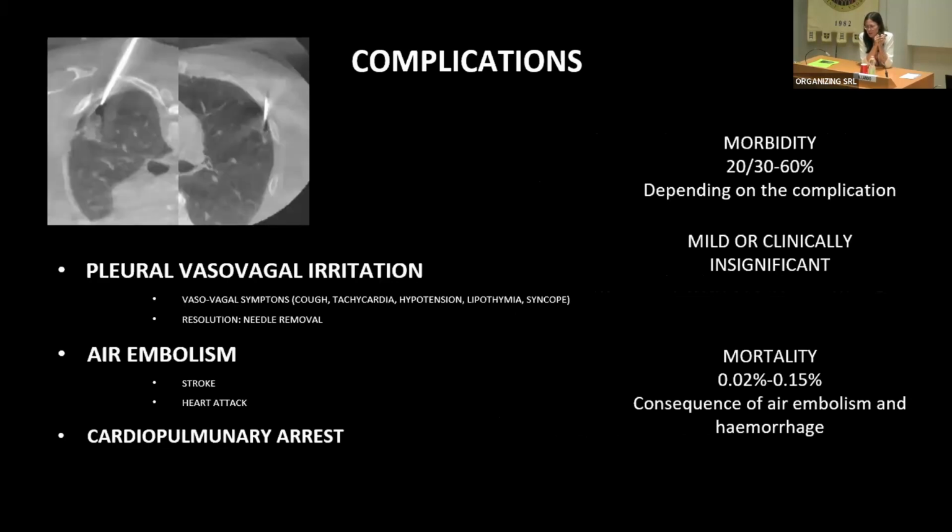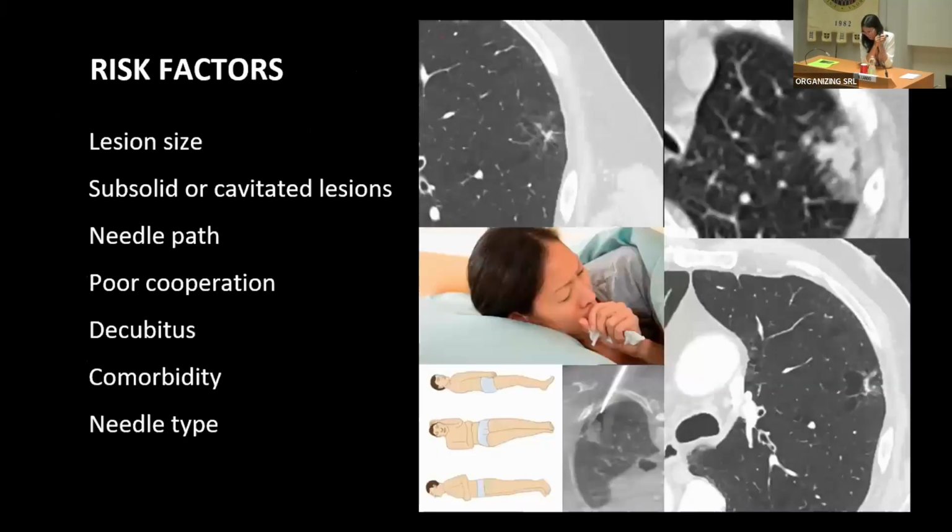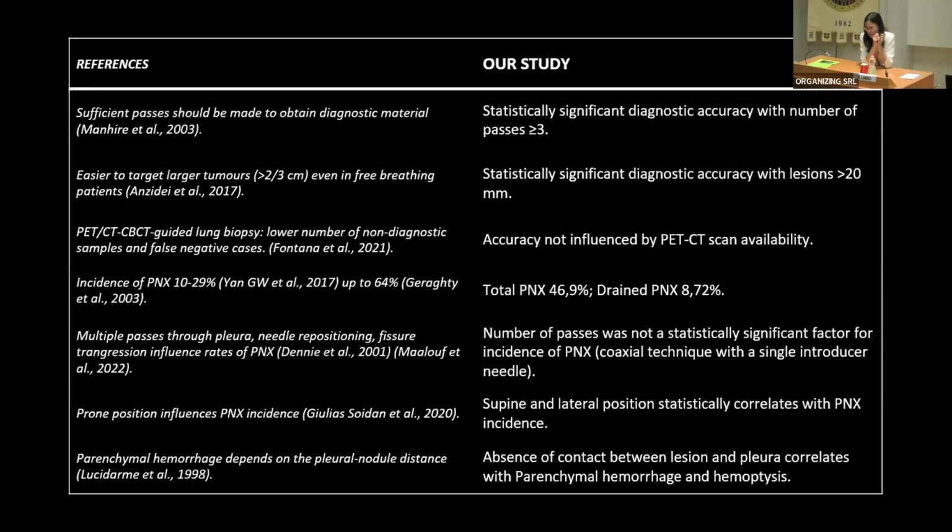There are some less common complications, but what we have to keep in mind is that morbidity is higher, even though clinically less significant. The mortality is very, very low. What are the risk factors for these complications? The position of the nodule, the morphology of the nodule, the needle path, and poor cooperation of the patients, such as coughing, moving, not being able to keep the position required by the operator, are all risk factors for complications and also for failure of the procedure.